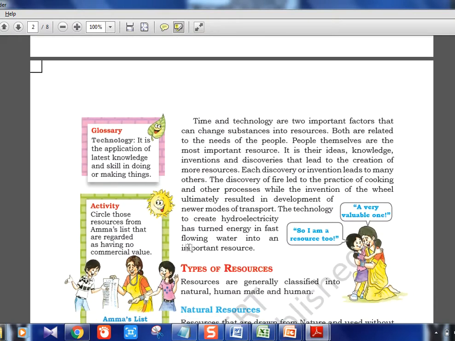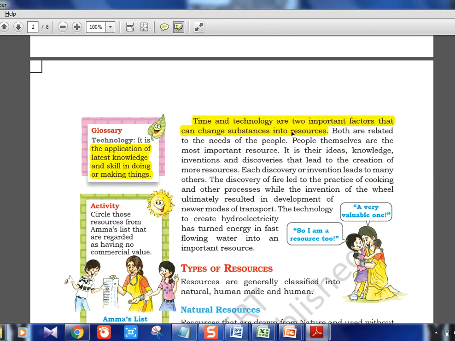Now again, glossary, technology. You know what technology is? It is an application of the latest knowledge and skill in doing or making things. Just using the latest knowledge, that is technology. Time and technology are two important factors that can change substances into resources.